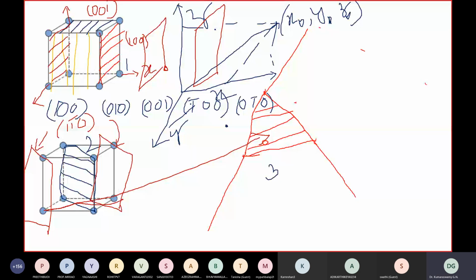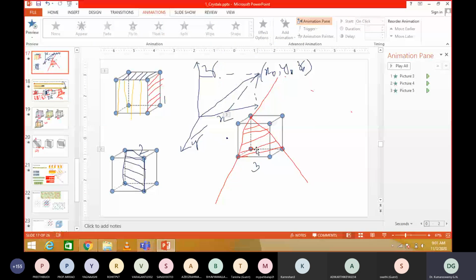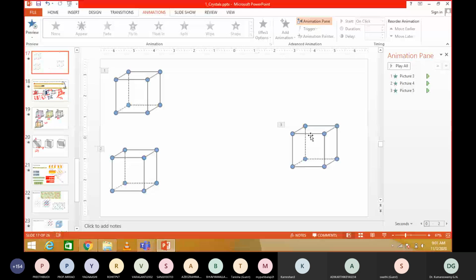1 bar 0 0 means instead of this point as origin, you take this point as origin and characterize this particular plane. Just a minute. I want to discuss this once more. That's a good question. Let me come to you.